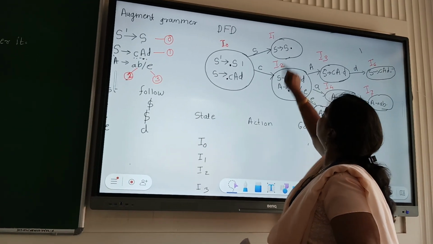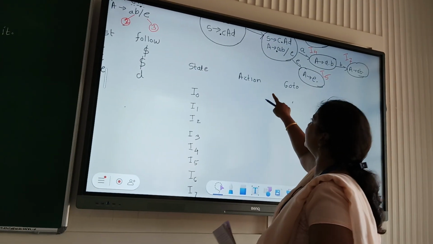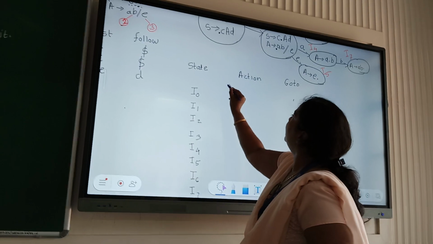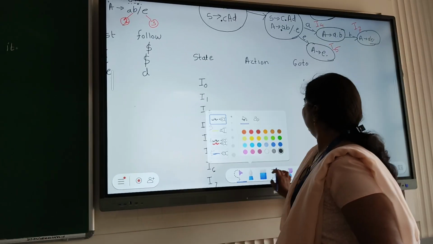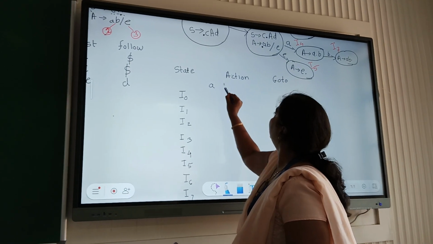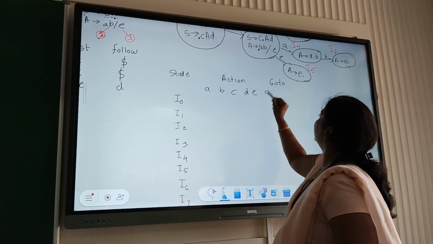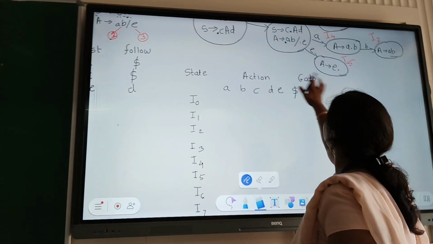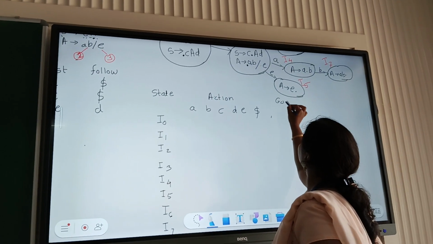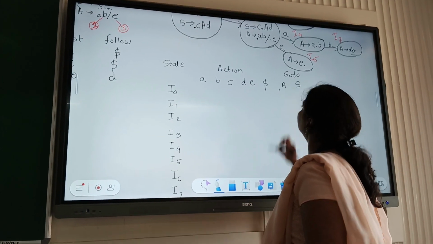These are called the terminals and these are the non-terminals. And these terminals you require to write here in action, and non-terminals you require to write here in go to. So, which are the terminals? a, then b, c, d, e. And the $ sign is compulsory. Then write this go to. In go to, capital A or S, C.